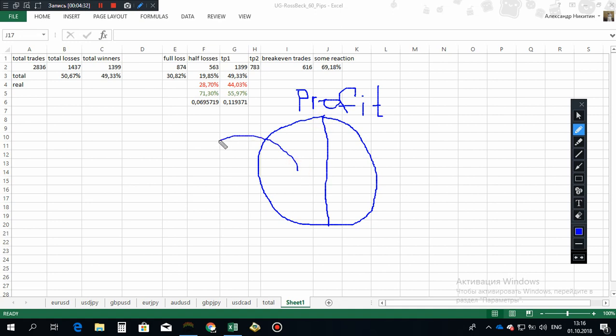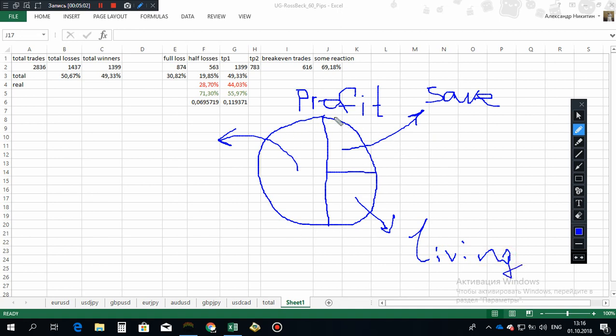Once you have profit, you split that profit by 2. Half of that profit goes back to your business, and another half is split by 2 one more time. This quarter goes to your savings. You never spend this money until something disastrous happens, and this quarter goes to your living. So basically you should generate so much money that a quarter of this money is enough for living.